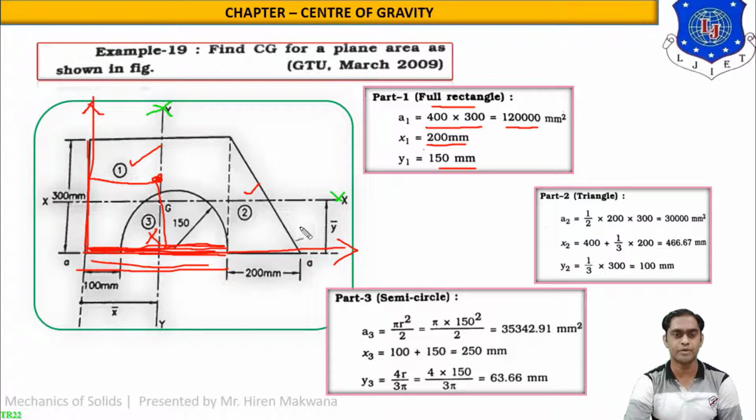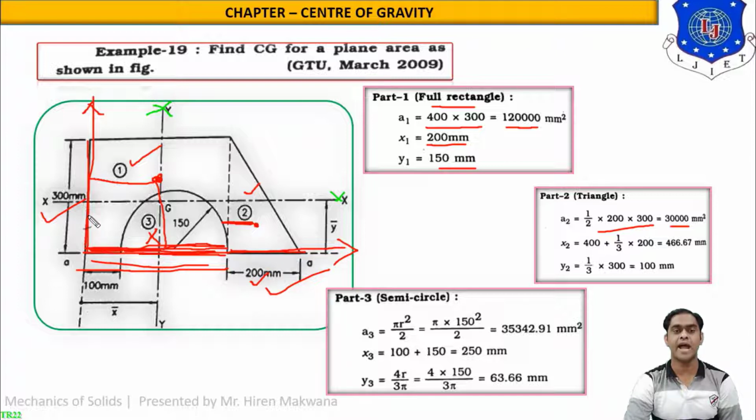Let us start part number 2, triangle. For the triangle, area will be 1/2 base into height. So height is 300 mm and base is 200 mm. So it is 1/2 200 into 300, 30,000 mm square. What is x2? This is the center of gravity of the part triangle. This is the distance base by 3, which is 200 by 3.